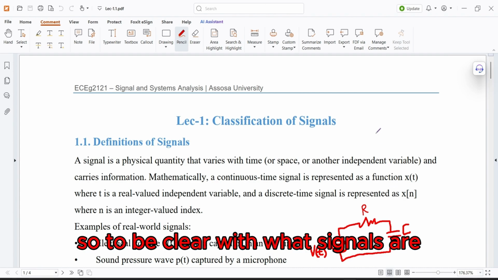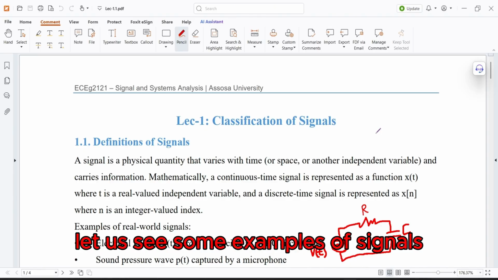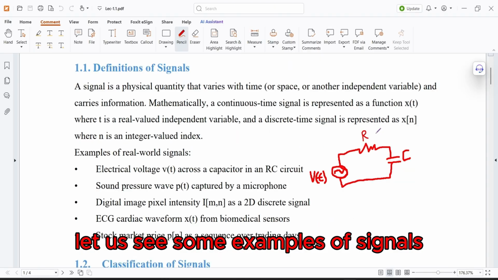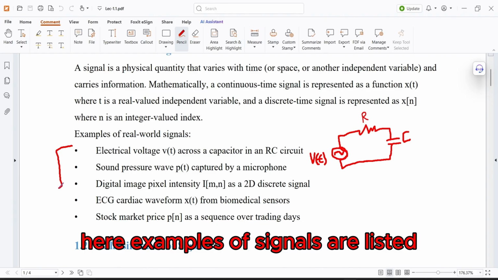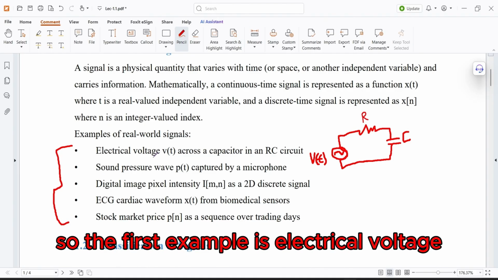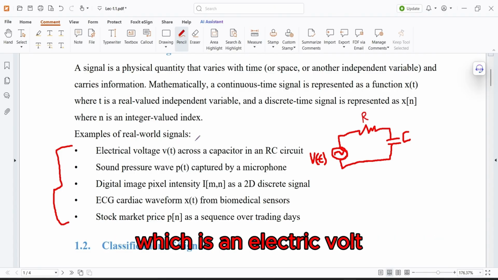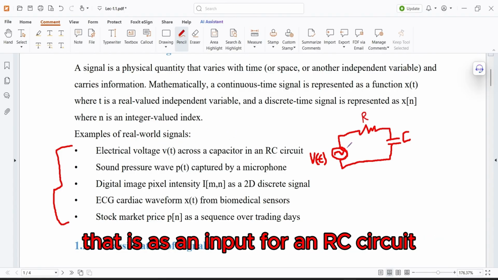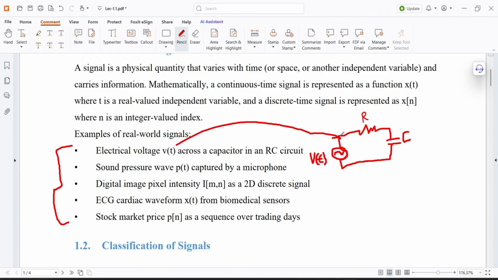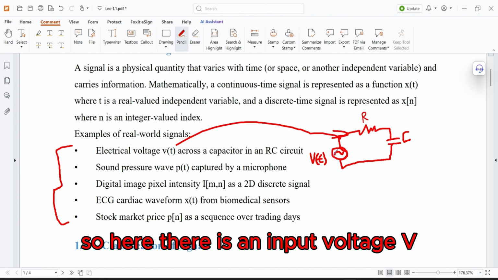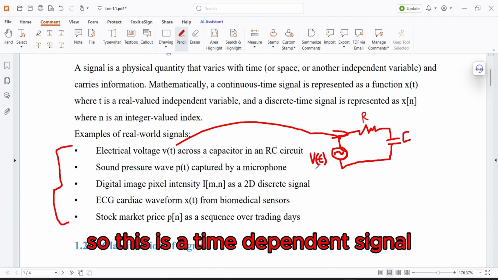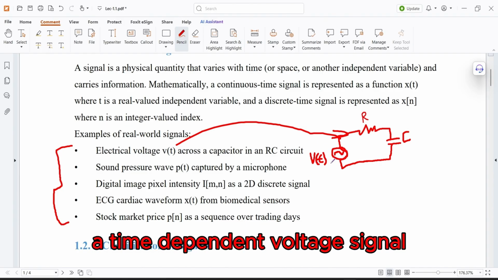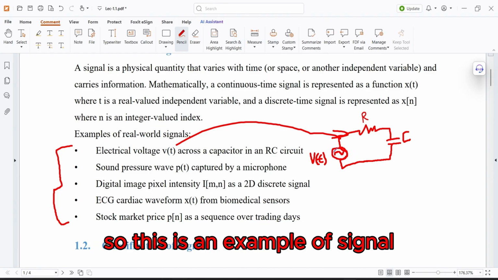To be clear with what signals are, let us see some examples of signals. Here, examples of signals are listed. The first example is electrical voltage, which is an electric voltage given as an input for an RC circuit. See this circuit, for example. Here there is an input voltage V, which is given as an input for this circuit. So this is a time-dependent voltage signal. So this is an example of a signal.